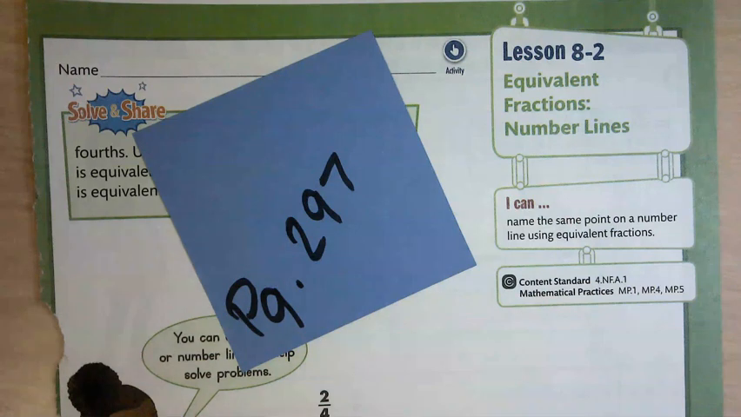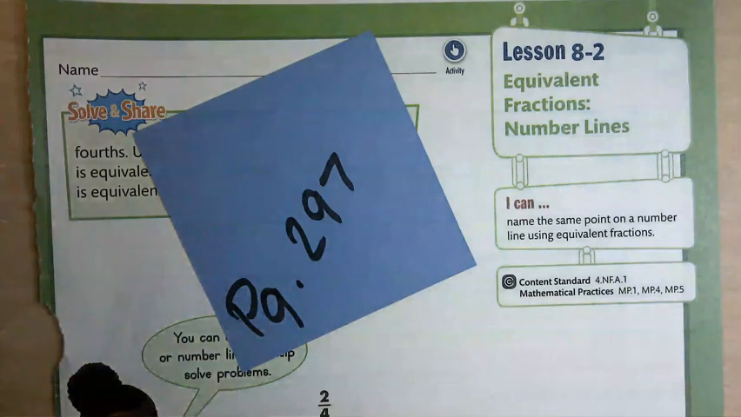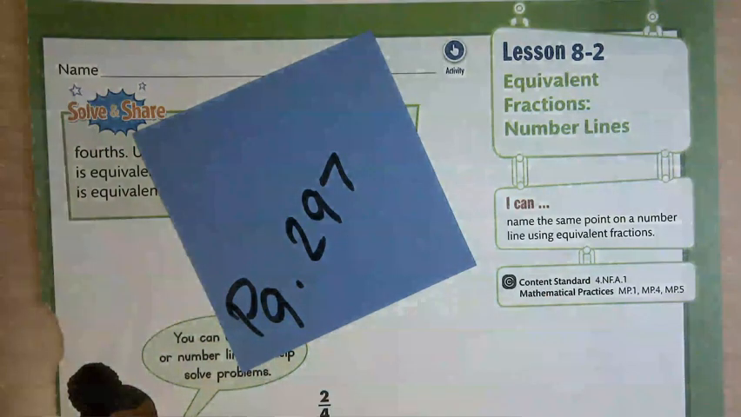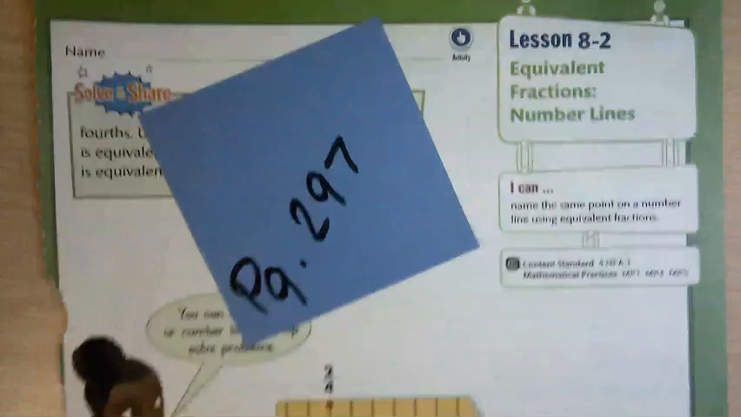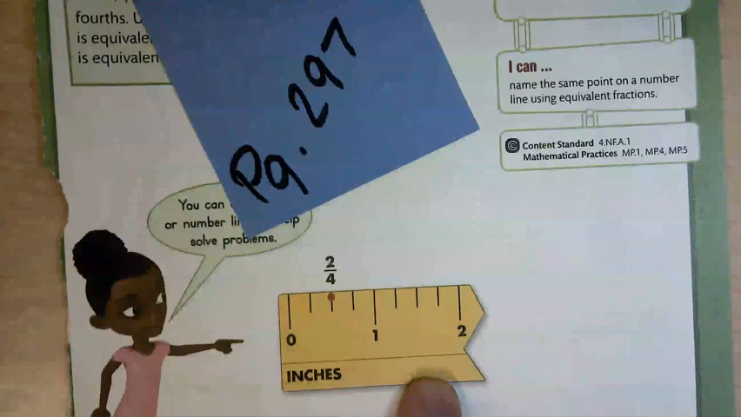This is going to be lesson 8.2, equivalent fractions using number lines. Now, at the end of today, I want you to be able to say, I can name the same point on a number line using equivalent fractions. There's lots of different reasons why we do this and why this is important. One of the number one reasons is right down here. It shows us a little bit of a ruler right here.